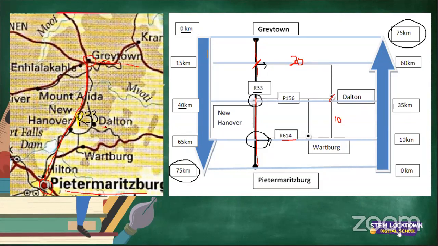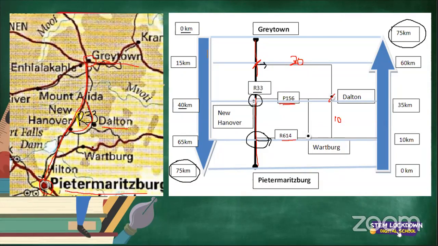You can notice there's Dalton. From R33, it loops back to R33. There it is from R33 to Dalton, and then to New Hanover. So R33, Dalton, New Hanover. You can see this road will be R614. That is R614. And then you can see those two roads connecting, P156, there's P156, to R614.